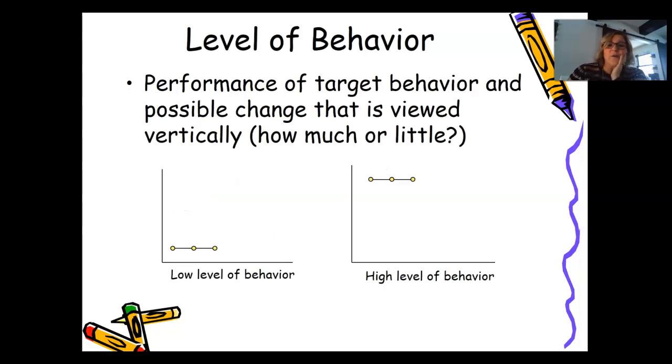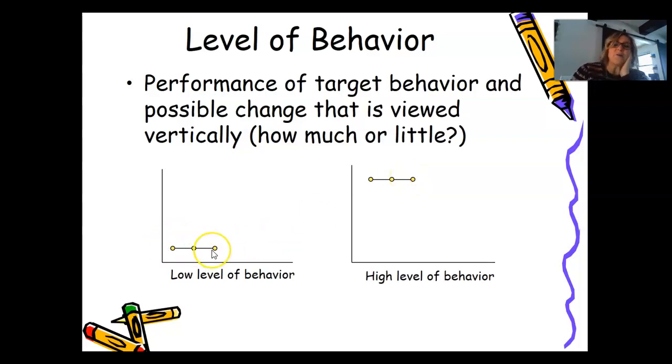The next thing that we want to look at is the level of the behavior. And the level refers to how much or how little of the behavior is observed, right? So here we see a low level of behavior. Let's say we'll stick with the outbursts example. This student has a low level of outbursts. This student has a high level of outbursts, right?